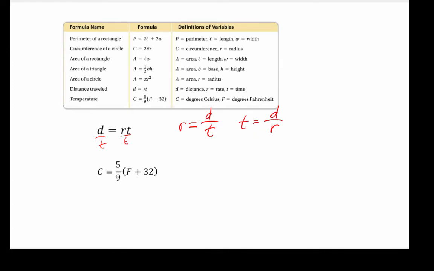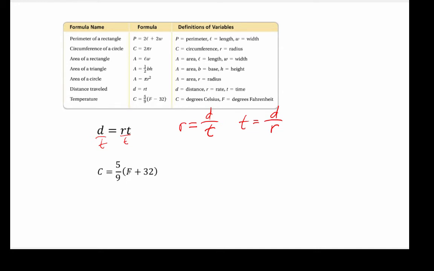Now, let's say we were doing some temperature conversions. We didn't have a calculator handy, so we had to do it the old-fashioned way. And we knew some temperatures in Fahrenheit. We would just have to add 32, get that value, and then multiply it by 5/9 to get the Celsius equivalent. Well, if we knew the Celsius temperature and wanted to know the Fahrenheit temperature, the task of converting that would be a little more daunting. So what we can do is rewrite this solved for F.